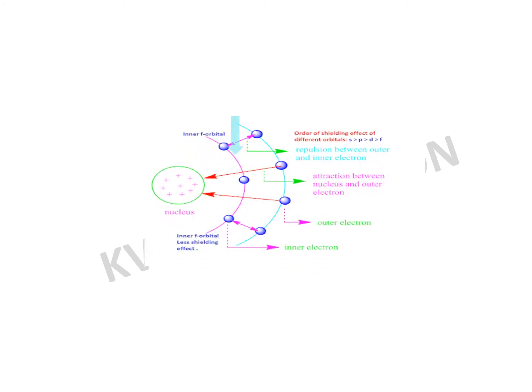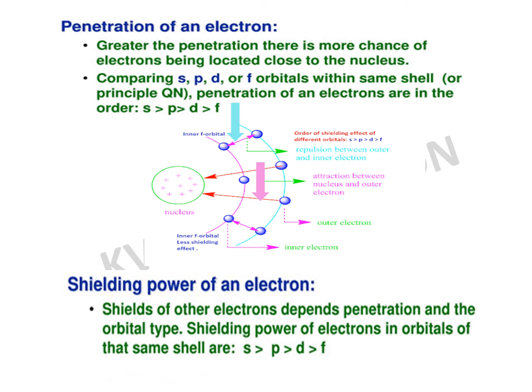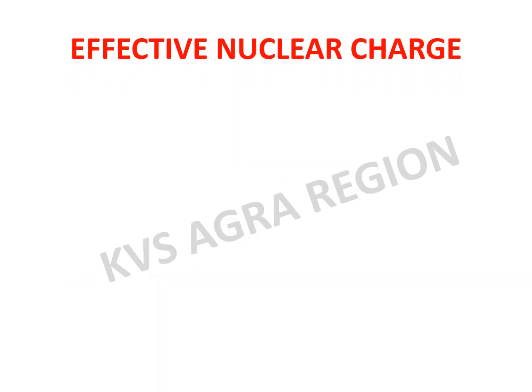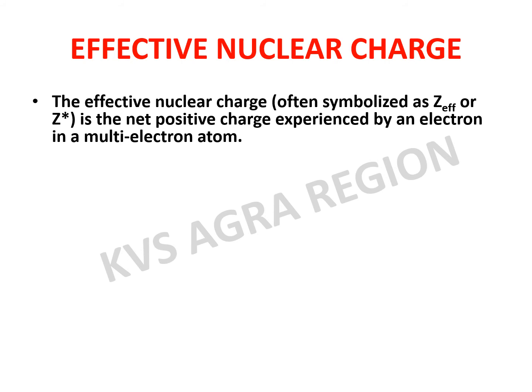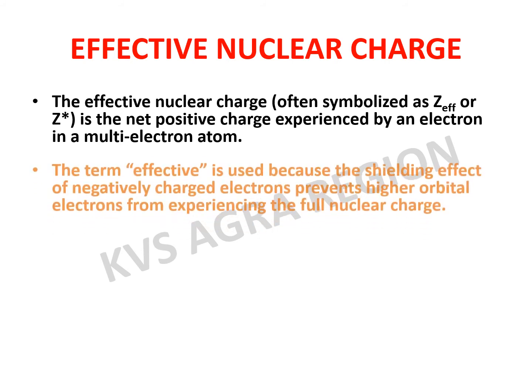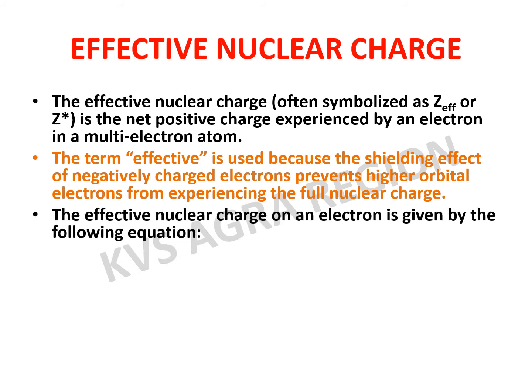The next factor is effective nuclear charge. The effective nuclear charge, often symbolized as Z effective or Z star, is the net positive charge experienced by an electron in a multi-electron atom. The term effective is used because the shielding effect of negatively charged electrons prevents higher orbital electrons from experiencing the full nuclear charge.